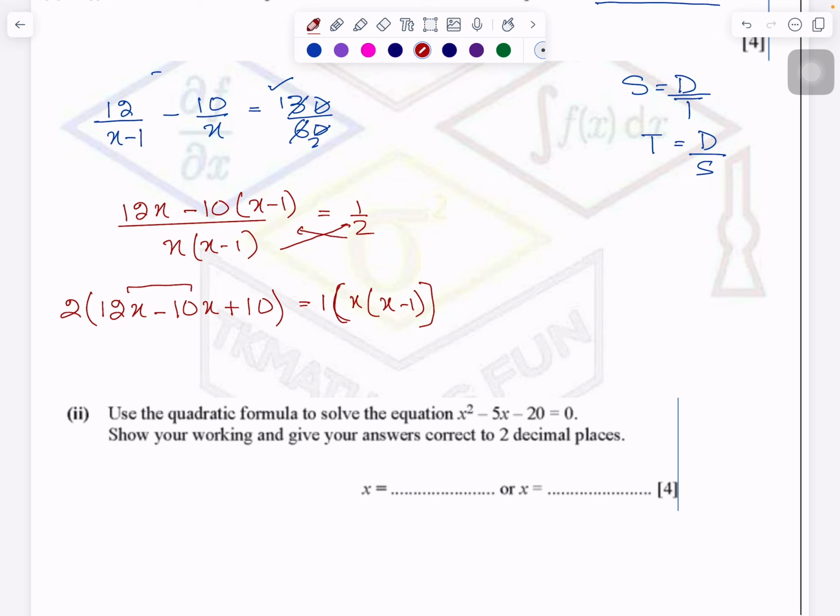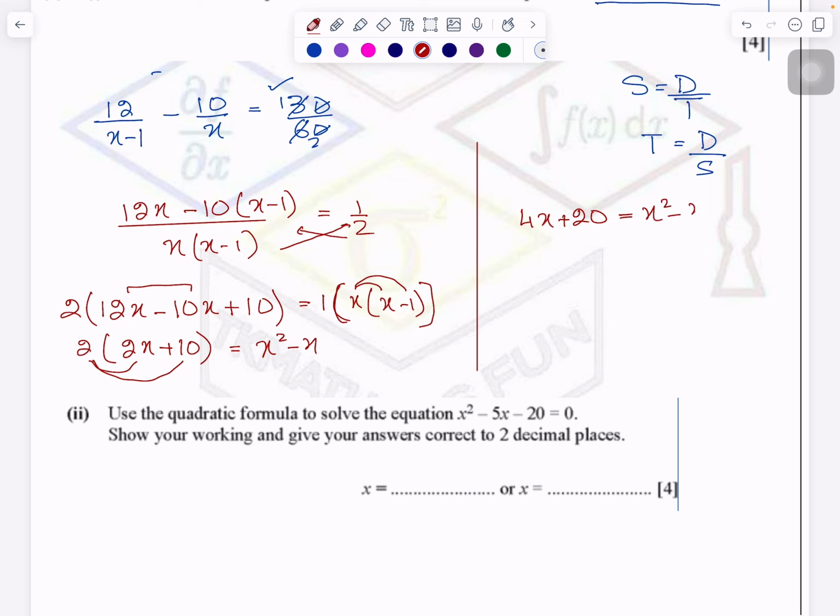Here it will become 2x. So 2 times 2x plus 10 is equals to, now I'm expanding the bracket, it will become x square minus x, right? Okay, so now further expansion, 2 times 2x and 2 times 10. So it will become 4x plus 20 is equals to x square minus x.